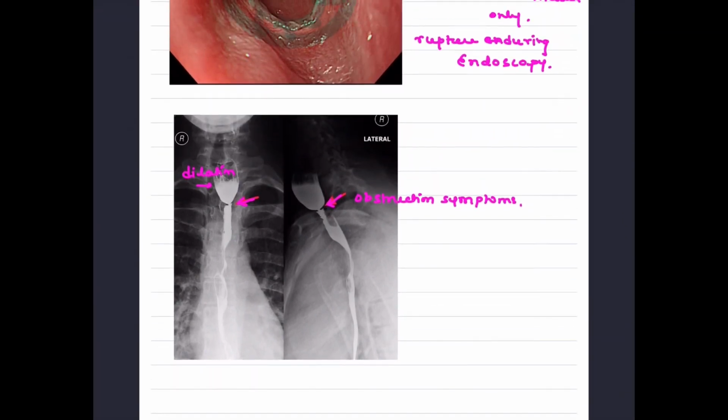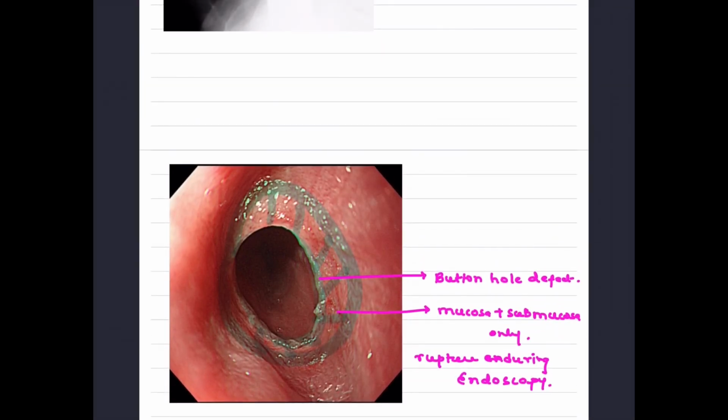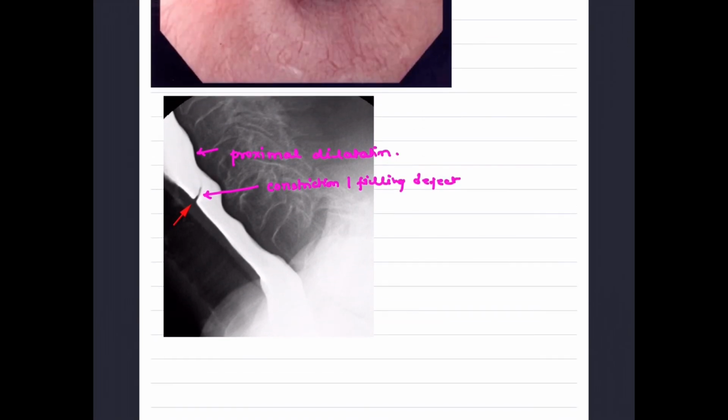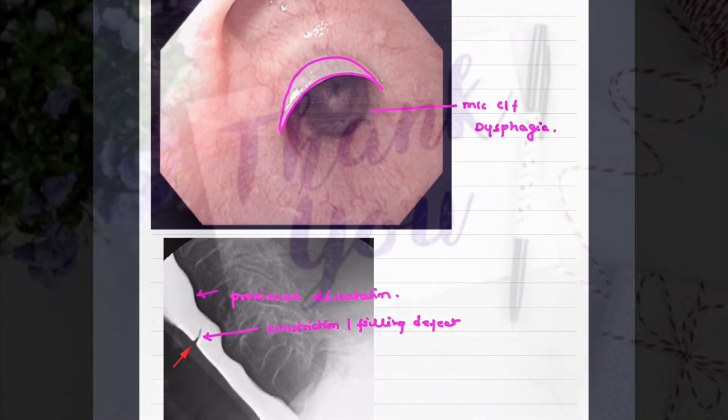So this is all about esophageal web, MCQ based approach, image based approach, and all the other clinically relevant information.